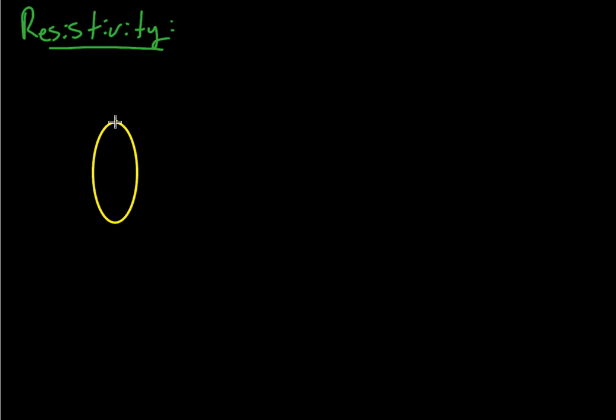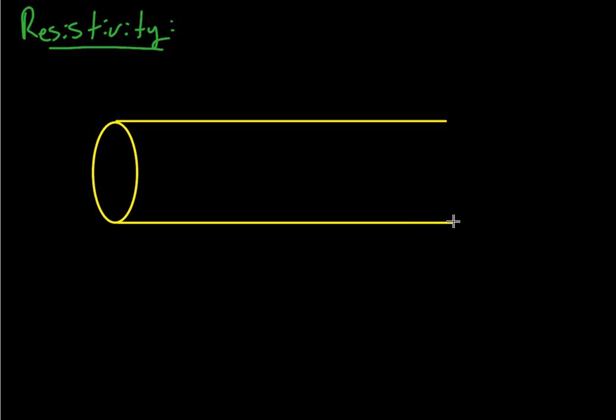So let's just draw a wire, and you'll remember from last time what we were talking about. We were talking about the fact that wires are made of matter, right? And that matter can interact with electrons as they travel through it. Okay?